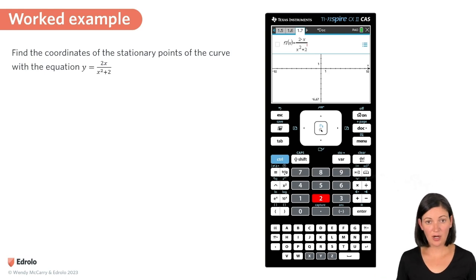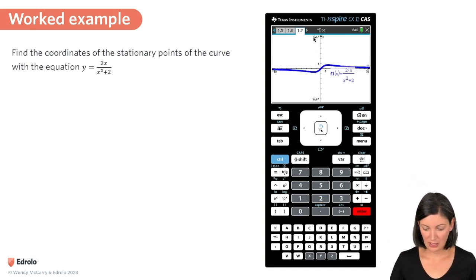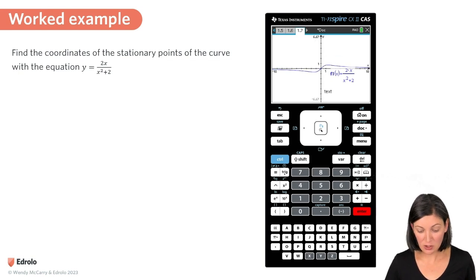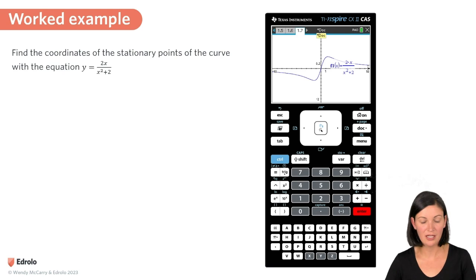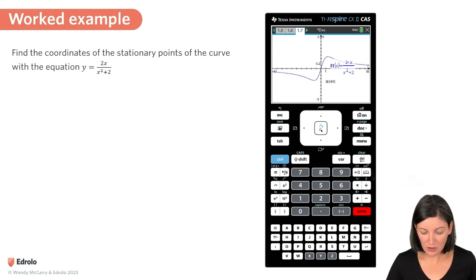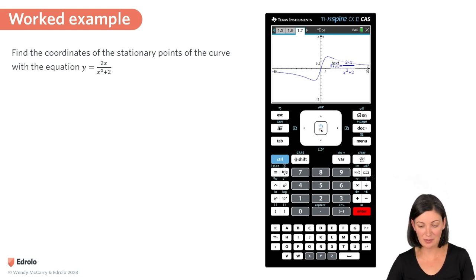Okay, so we'll just go into our graphs function and we'll type in the function that we want to graph, 2x over x squared plus 2. And we get this here. Now you could zoom in if you wanted, like you could change this so that it's just maybe 2. And we could make this one -2, and we have a nice zoomed in view of the graph. And then you can visually see a minimum and a maximum point.